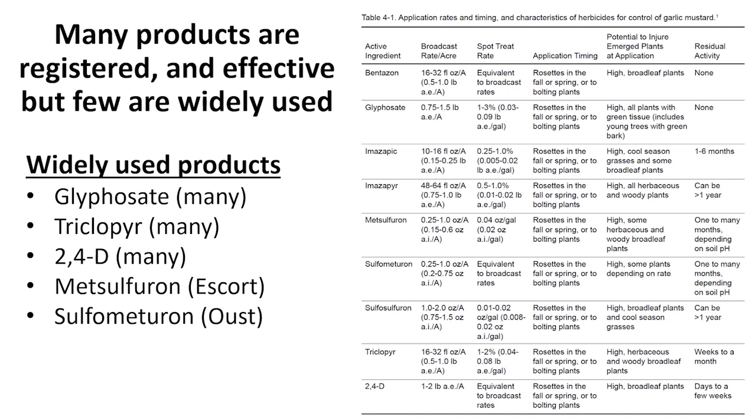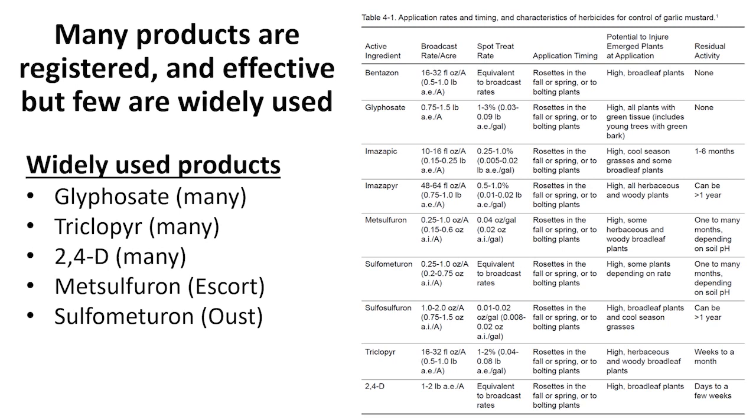But although there are a lot that are available and registered, there really are about 5 products that I would characterize as widely used that are listed below here. Glyphosate, one of the trade names being Roundup, is probably the most widely used product. Very effective on emerged vegetation, post-emergent, but doesn't have any residual activity, which is one of the main reasons that we utilize it, although it is non-selective.